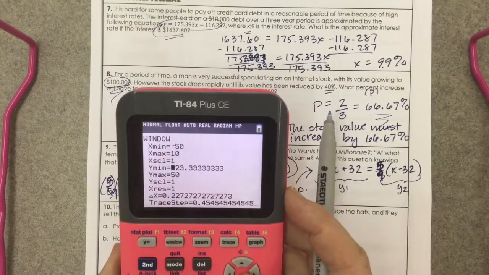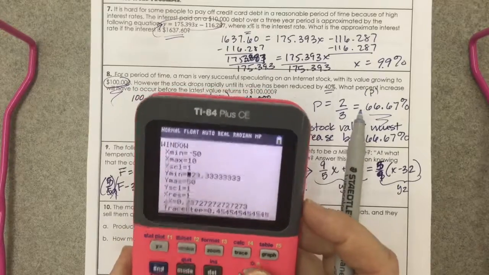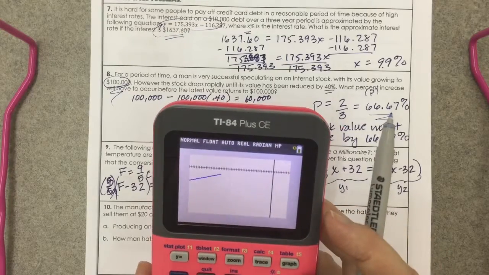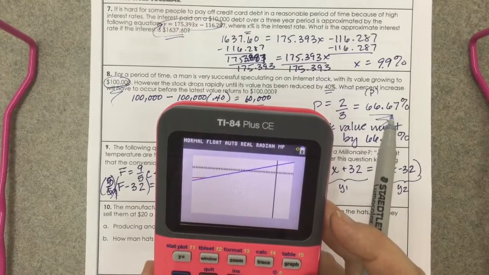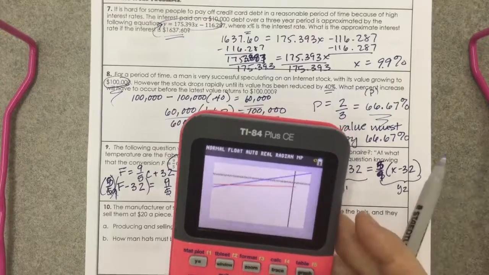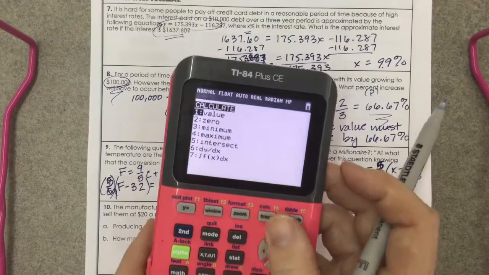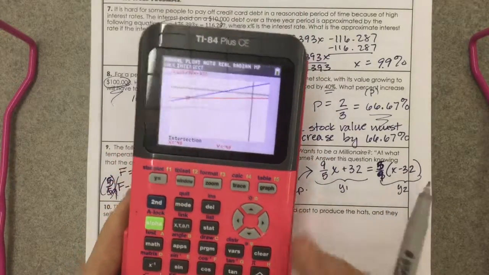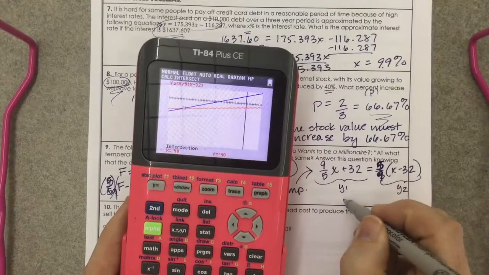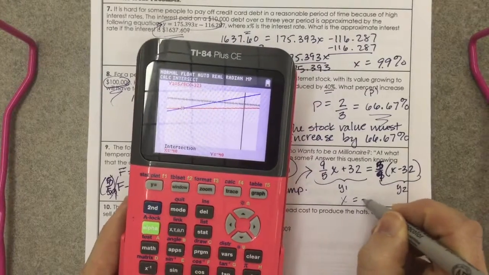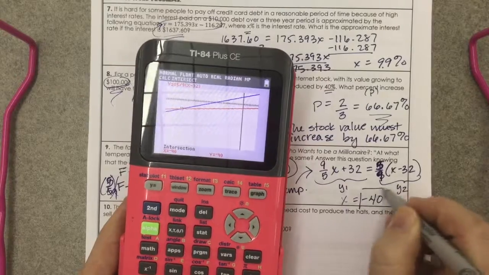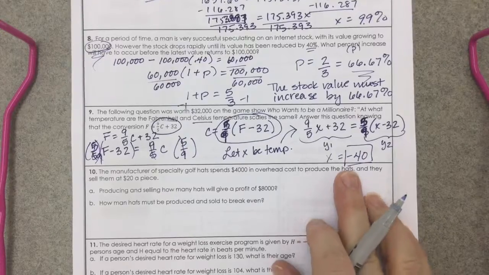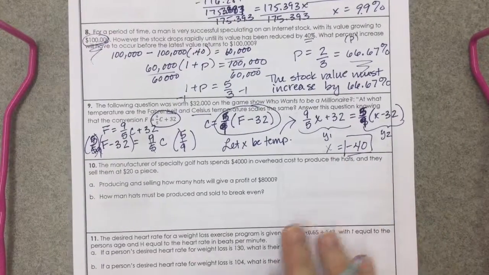I still can't see where they intersect, so I'm going to let my Y min be -200. Now I should be able to see where the two of them cross. And then I'm going to hit second, calc, 5 for intersect, enter, enter, enter, and it tells me that it intersects at X, or temperature, is equal to -40. So at -40, the Celsius temperature and the Fahrenheit temperature are the same.